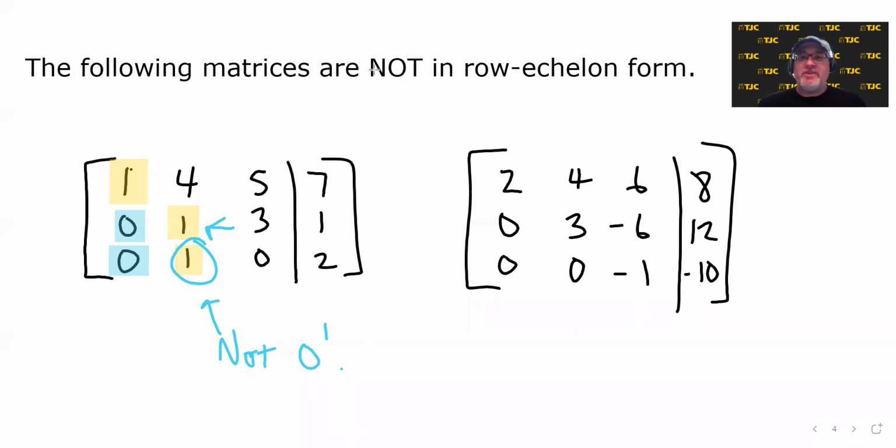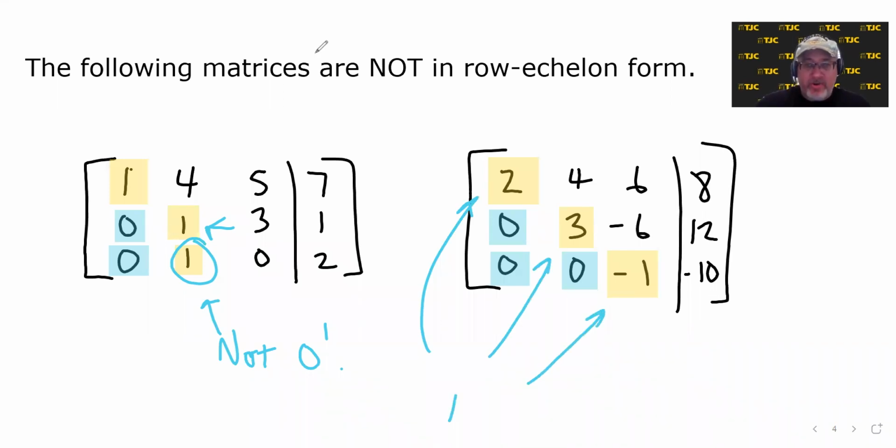Well, it's probably pretty obvious because the first non-zero entry in each row is not 1. The first non-zero entry here is 2. The first non-zero entry here is 3. And the first non-zero entry here is -1. Now, if you overlook the fact that those weren't 1s and only looked below them, then yeah, it meets the other criteria that everything below those quote unquote pivots are 0s. But the first non-zero entry in each row is not 1, and that's why this one is not in row echelon form. These are not 1s.